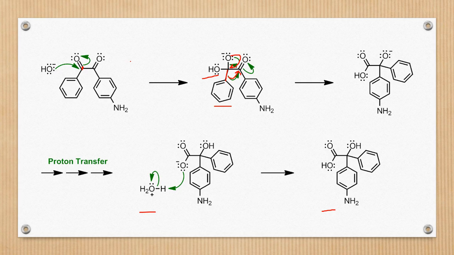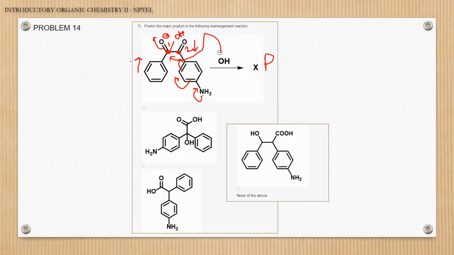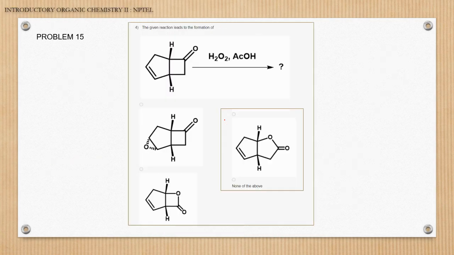Is the mechanism clear? Any doubts, any queries in this? Okay, if not, then tell me the correct answer. First option, option number one. You are getting an alpha hydroxy acid. So if it is clear, then I am moving forward to problem number 15.